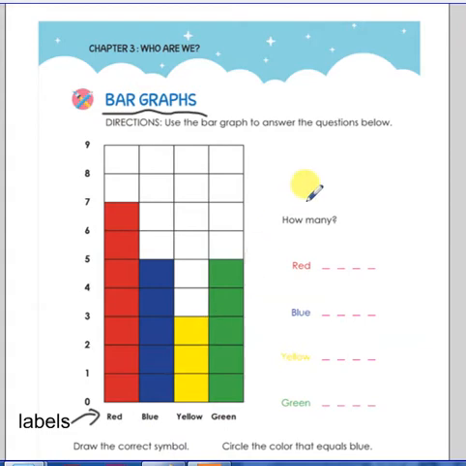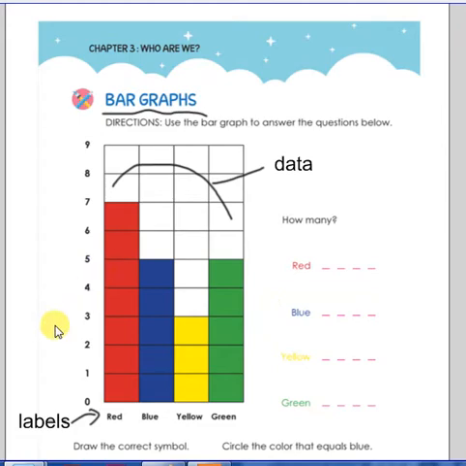Where is the data? Data is bars. This is the data of the bar graph. So data is bars. The bars of this bar graph are called data. What's the meaning of data? Things that I can count.